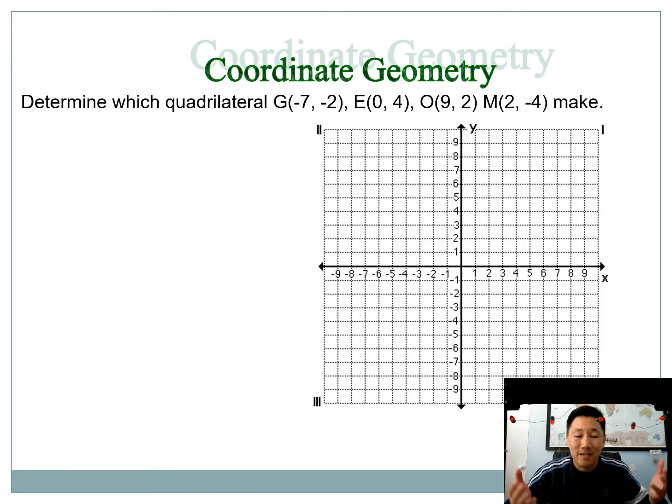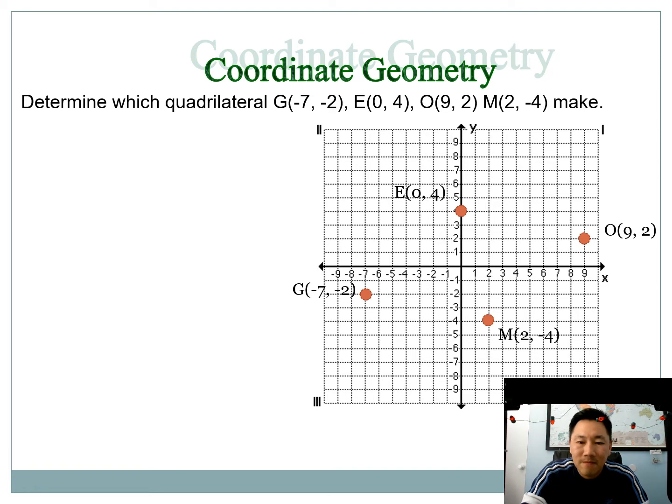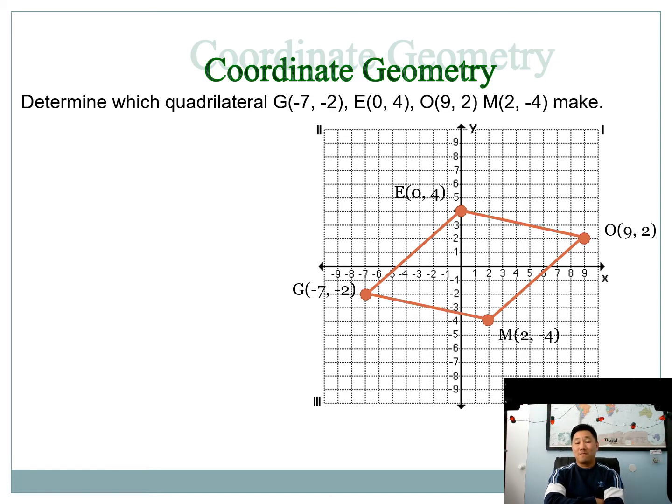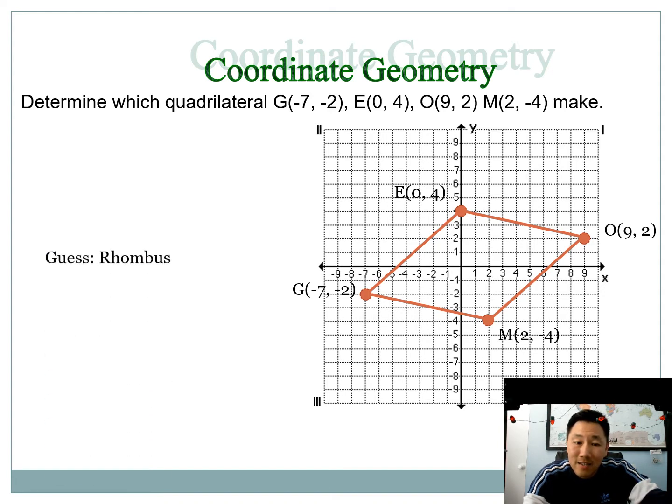Let's do finally some coordinate geometry. So let's say I give you 4 points. These 4. And then I say, what shape is that? All right, let's connect the dots. And then you think to yourself, I don't know. That looks maybe like a rhombus, but just because something looks like something doesn't mean you just say that's the answer. So for now, let's guess. Let's just say maybe I think it's a rhombus. I don't know if it is or not.